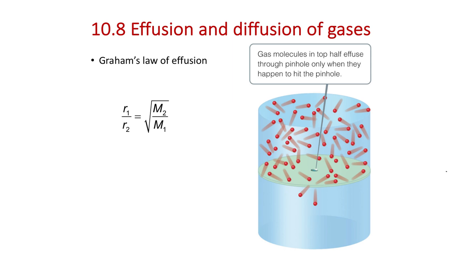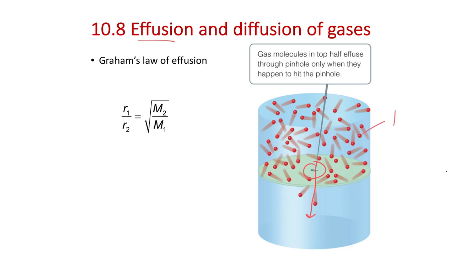So effusion and diffusion. The two words here: effusion is the escape of a gas from a pinhole. So gas here is being shown to escape from a pinhole. The gas in the top half of the container is escaping into the lower half of the container through a pinhole. You can think of a hole in a tire. So you have a high pressure on one side, a low pressure on the other side, so you're going to have gas loss to the low pressure side.